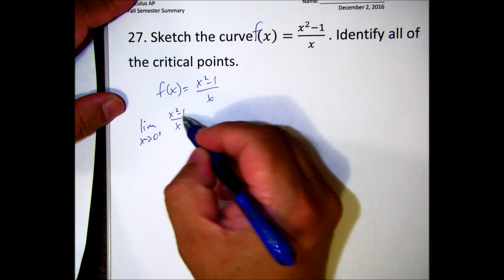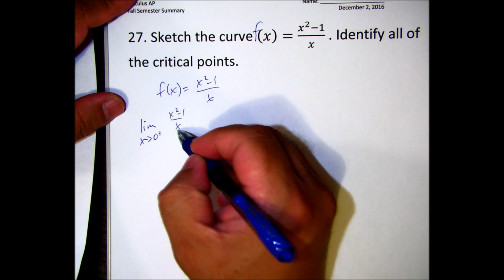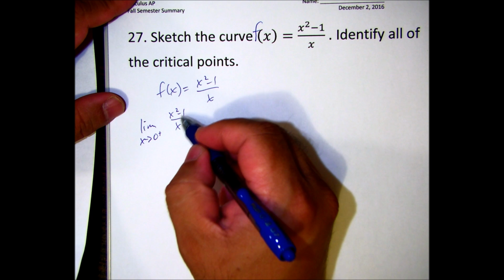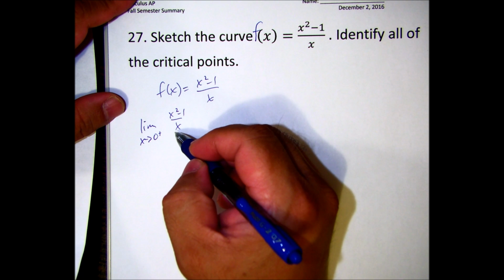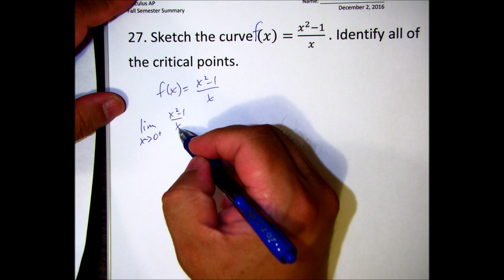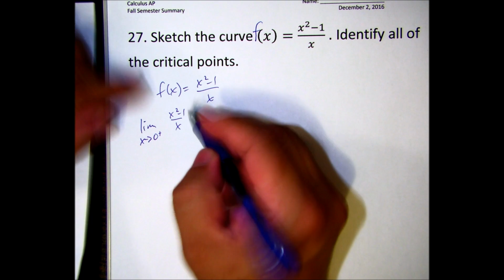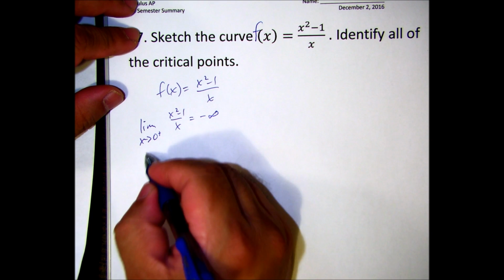The numerator is basically 0, and I'm subtracting 1 from it, so it's going to be negative. And the denominator approaching 0 from the right is going to be positive, but it's going to 0. Remember, when the numerator is going to a number and the denominator is going to 0, that whole ratio is going to infinity, either positive or negative infinity. The denominator is positive because it's right of 0, but the numerator is negative because of that negative 1.